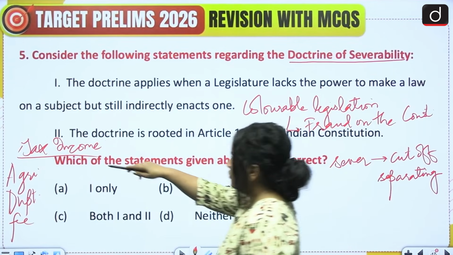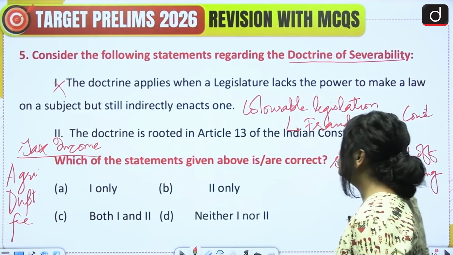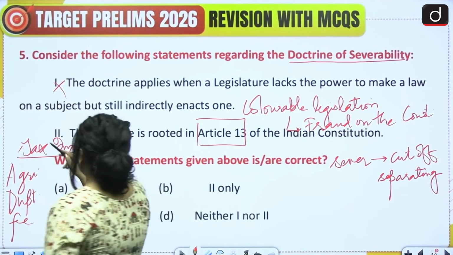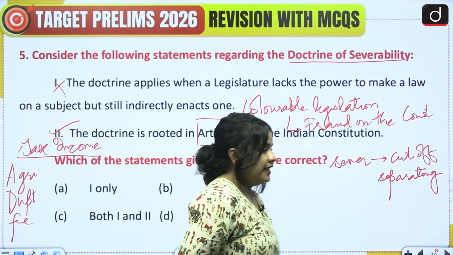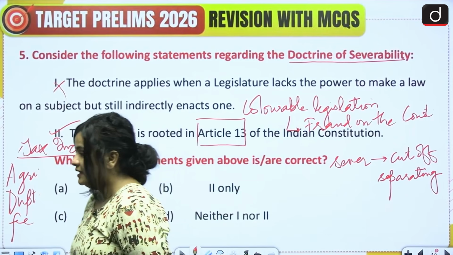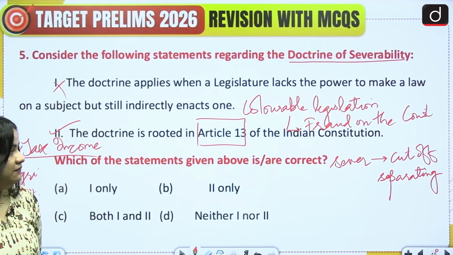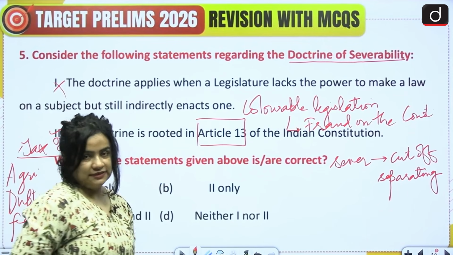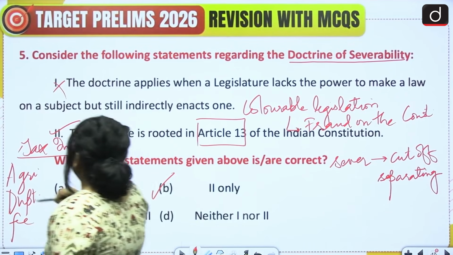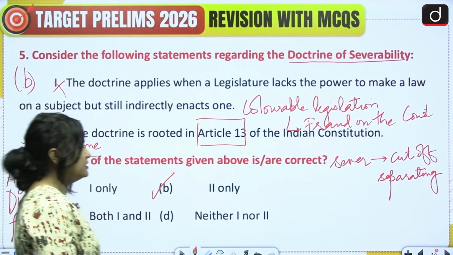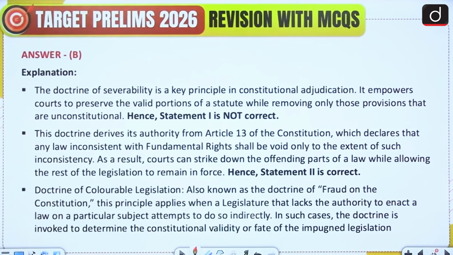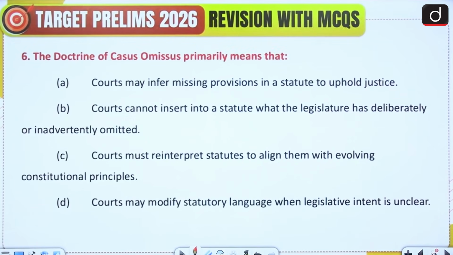Now, this is wrong. The second statement says the doctrine is rooted in Article 13 of the Indian Constitution. This is absolutely accurate. It is Article 13 indeed, which says that if a part of the law is inconsistent with any fundamental right, then that part of the law is invalid to the extent of that inconsistency, as we have just read a while ago. So this statement is correct, and we have two only, or option B, as the correct answer. Again, the explanation in detail. Please take a look at it.